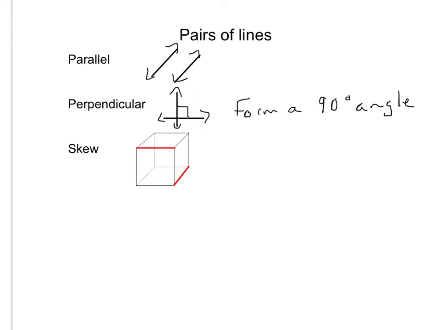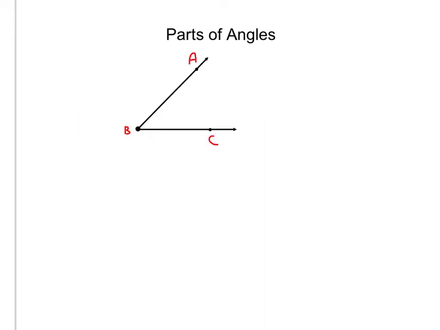Those can't ever touch each other. Alright, so that's what skew lines mean. Let's go ahead to some more definitions here. Okay, we're going to talk about angles here, and how to name angles and parts of angles.